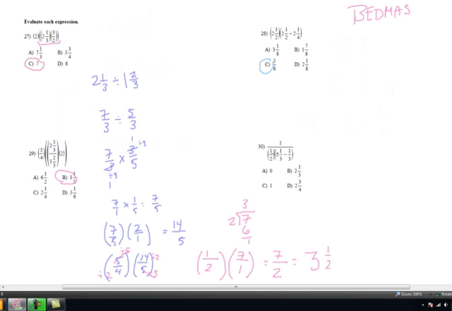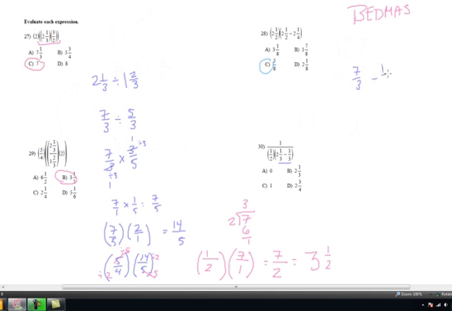Okay, so this last one right here. So I see that there's brackets here, so I'm going to work with this bracket. I'm just going to rewrite that. I have 2 1/3. Sorry, I'm going to change that into an improper fraction. So 2 times 3 is 6, add by 1. I have 7 over 3.